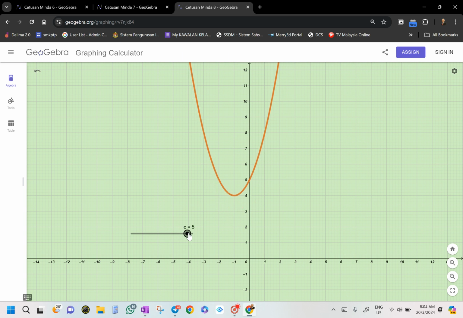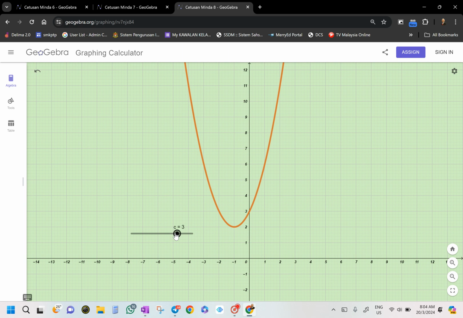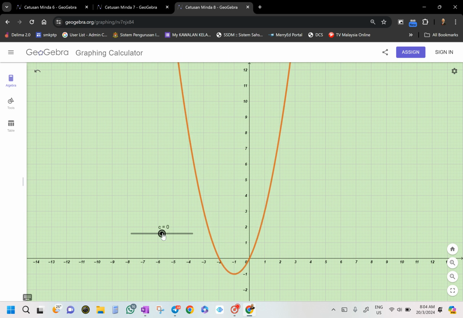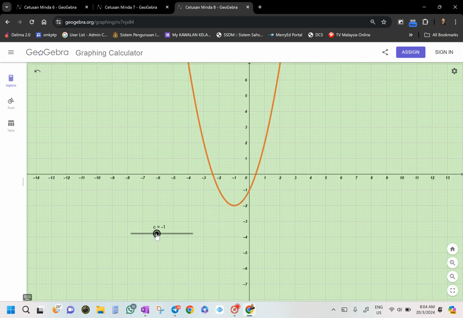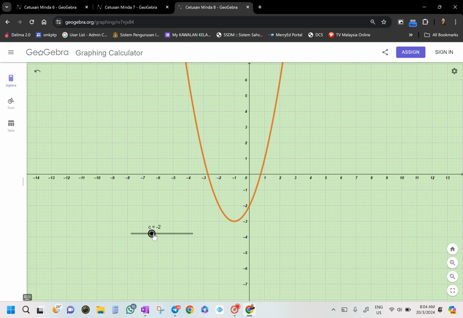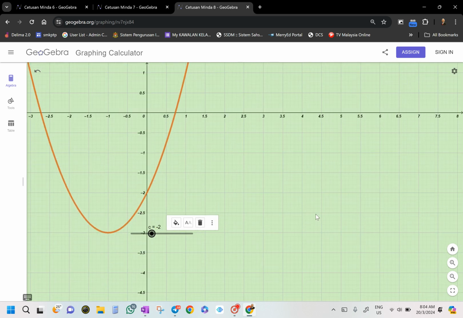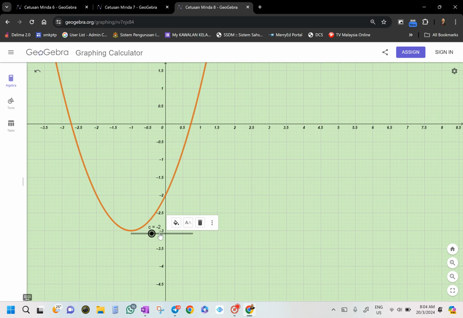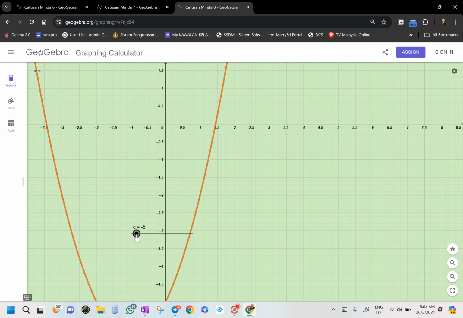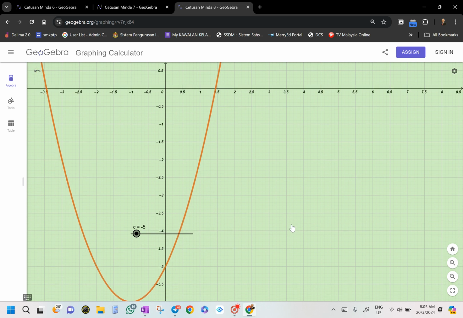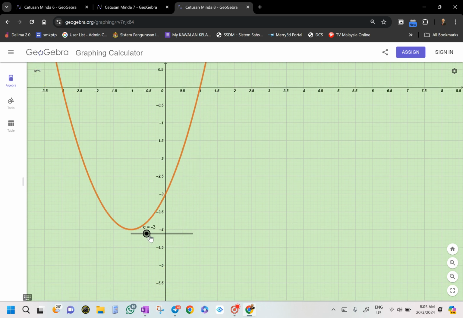Apa you nampak? Okay, ni 0 ni sekarang pergi negatif. Turun bawah sikit. Tu bagi zoom sikit. Tak nampak dah. What can you see? What can you see that one? The graph.